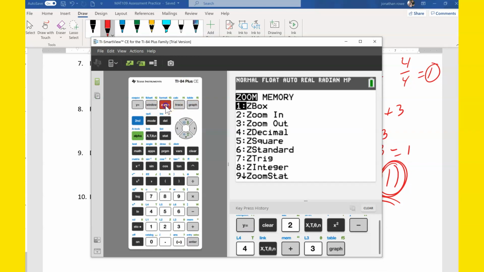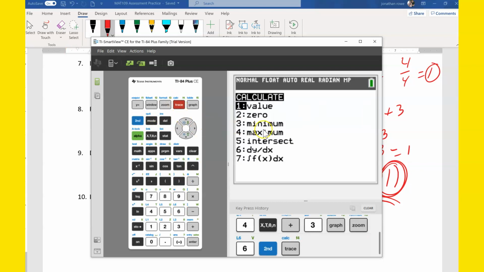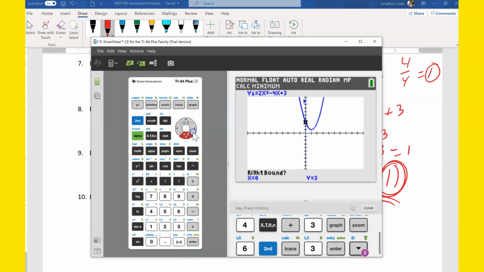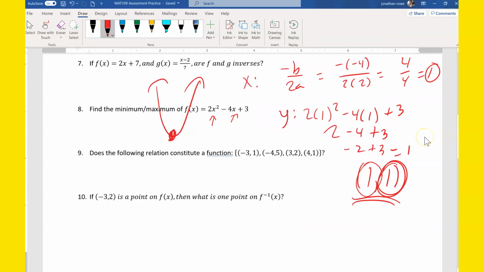My zoom window is obviously zoomed funny, so I can go back to zoom and hit zoom 6, which is zoom standard. And then I can hit second calc, and I can find the minimum. Since it opens up, it's going to be a minimum. If it was opening down, it would be a maximum. The left bound just needs to be somewhere to the left of this vertex, and the right bound, I just click to the right until I am to the right of it. That's good enough. Then I hit enter again for the guess, and it tells me that the minimum is 1, 1. So that's another way to do it with the calculator.